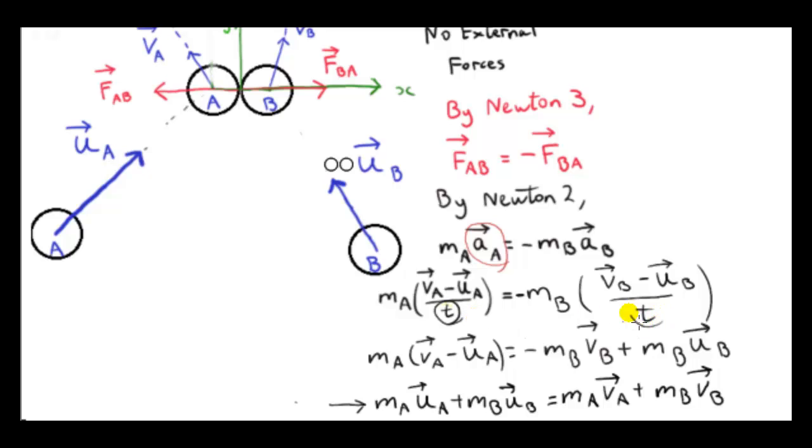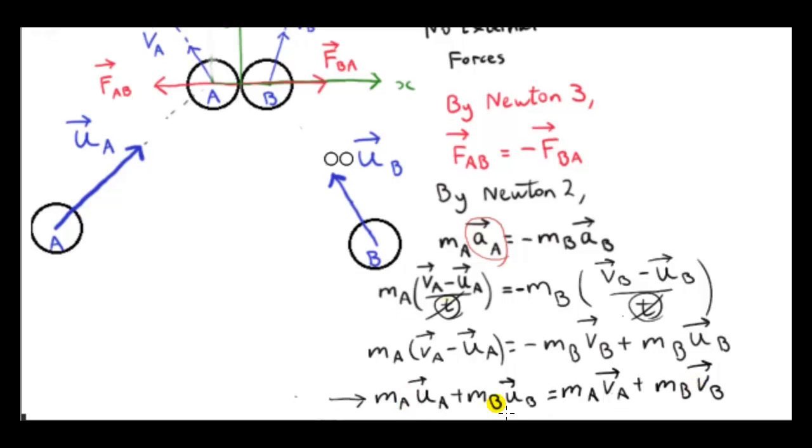Now the t on both sides is the time for the collision. It's obviously the same, so we can multiply both sides by t. The next thing we do then is just multiply out both sides and bring all the terms involving the initial velocities to the left, so that's the u's, and the terms involving v's are brought to the right. So you can see the left hand side is just the total momentum of the two spheres before the collision, and the right hand side is the total momentum after the collision.